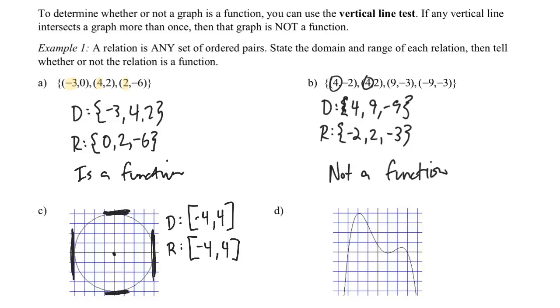Now, in order to determine if a graph is a function, we need to follow what's called the vertical line test. And so if any vertical line intersects the graph more than one time, that graph is not a function.